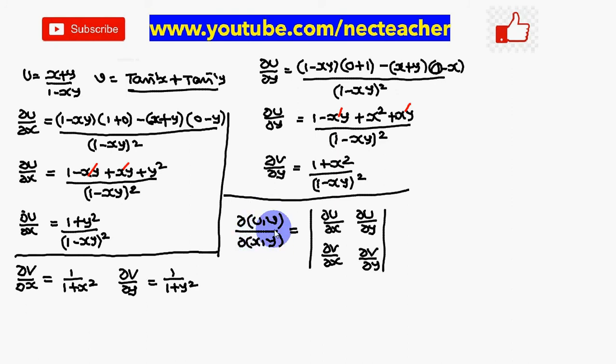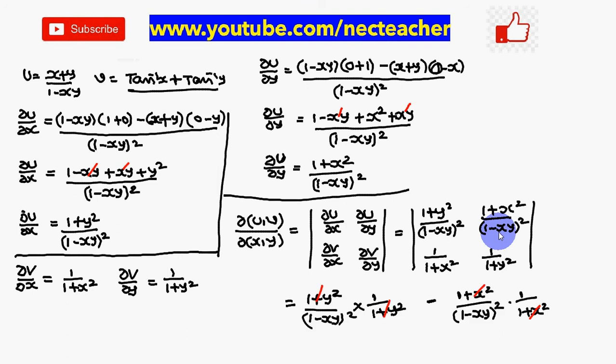Next, the Jacobian is nothing but this determinant; substitute all the values. Finally, if you cross multiply, what you are going to get is 0. Therefore u and v are functionally dependent.